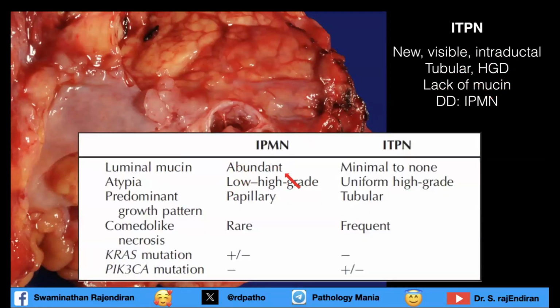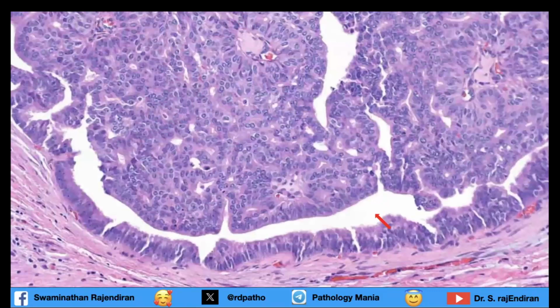So when you see abundant mucin, low and high grade dysplasia, papillary, without comedo type necrosis, it is IPMN. Whereas ITPN can have minimal to none of mucin. Usually it is high grade dysplasia. You see a lot of tubular structures, and comedo like necrosis is very common. So this is a classic picture of ITPN.